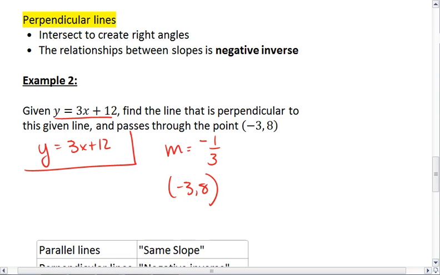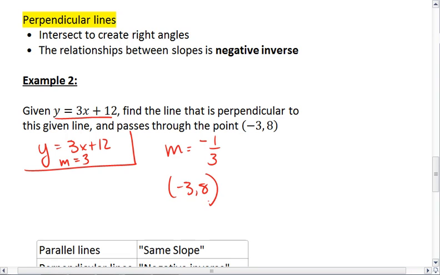We left off talking about an example with perpendicular lines, where we're given the equation y equals 3x plus 12. We want to find a line that's perpendicular to that and passes through the point (-3, 8). Because they're perpendicular, and because the original line has a slope of 3, we know that the slope of the perpendicular line will be -1/3. And it will pass through the point (-3, 8).